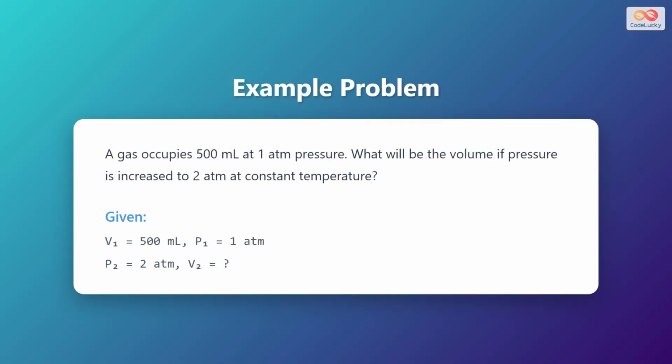Let us solve a practical example to understand how to apply Boyle's law. Here is the problem. A gas occupies 500 milliliters at 1 atmosphere pressure. What will be the volume if the pressure is increased to 2 atmospheres at constant temperature? The given values are: initial volume V1 equals 500 milliliters, initial pressure P1 equals 1 atmosphere, final pressure P2 equals 2 atmospheres, and we need to find the final volume V2.